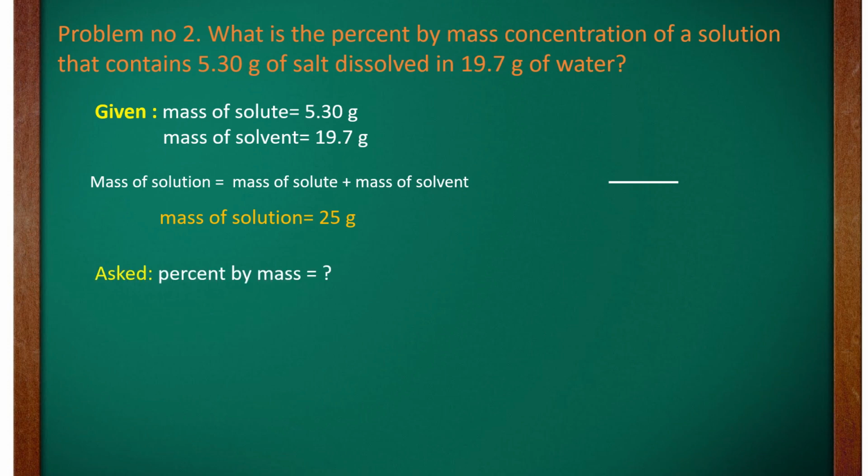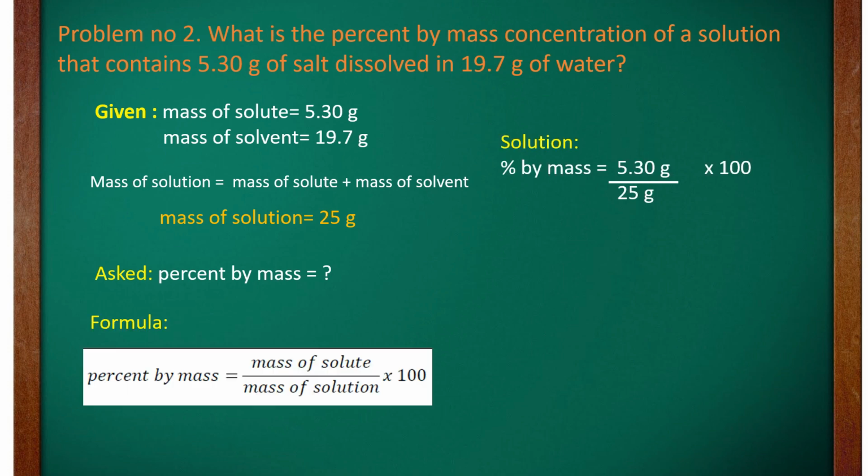Now, what is being asked? Percent by mass. We will use this formula. So the solution: percent by mass equals 5.30 grams divided by 25 grams times 100. Cancelling the unit, we will have 21.2%.